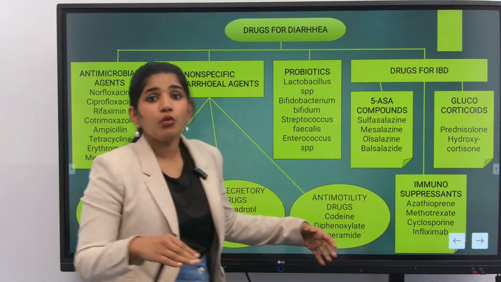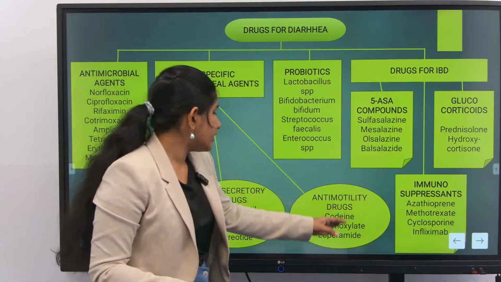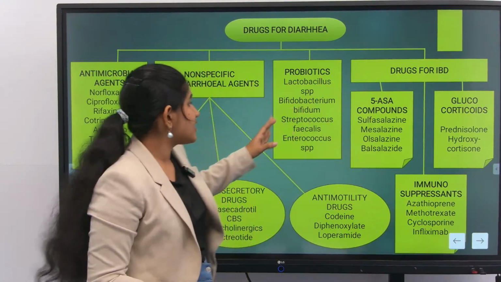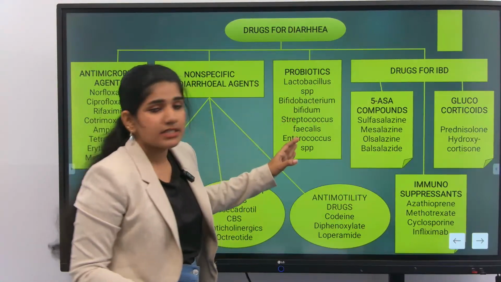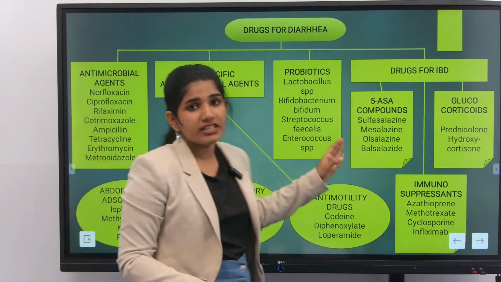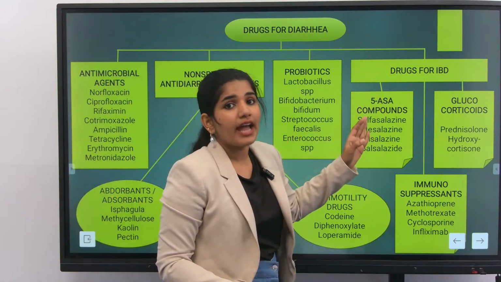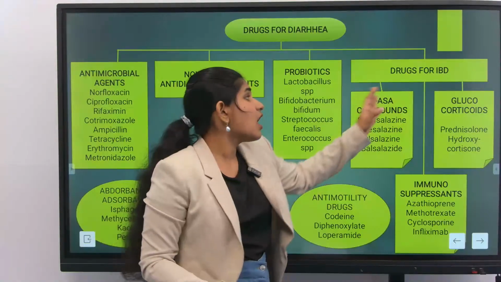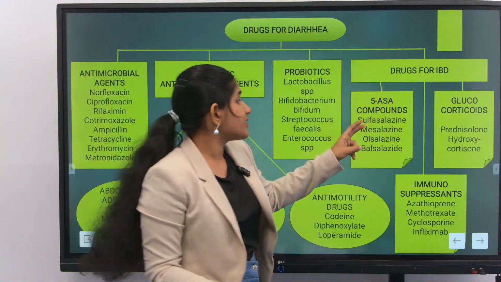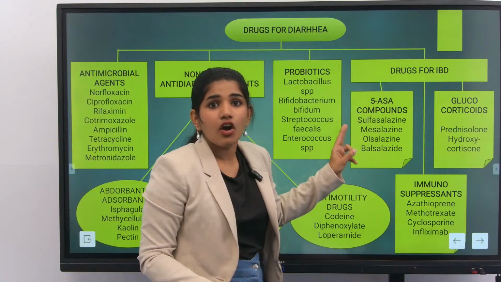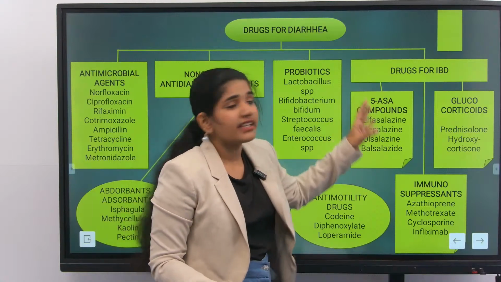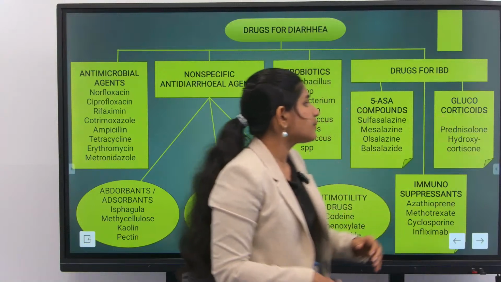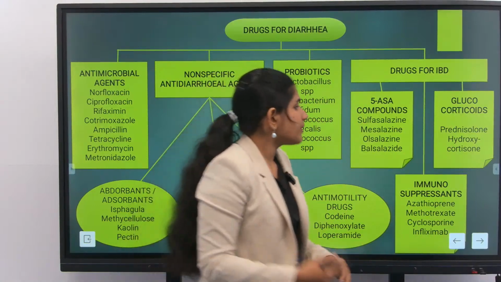Anti-motility drugs prevent the motility. So we give codeine, diphenoxylate, and loperamide. And probiotics are Lactobacillus species, Bifidobacterium bifidum, Streptococcus faecalis, and Enterococcus species. Next, the drugs for IBD. Drugs for IBD are 5-amino salicylic acid compounds. They are sulfasalazine, mesalazine, olsalazine, balsalazide. These are the 5-amino salicylic acid compounds. Next are the glucocorticoids, that is prednisolone, hydroxyprednisolone. Okay.